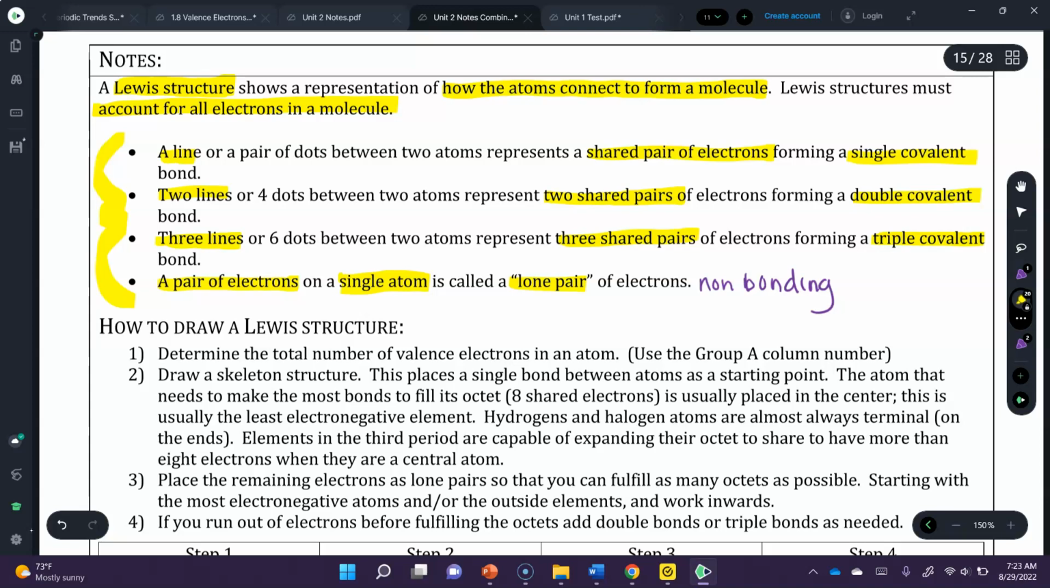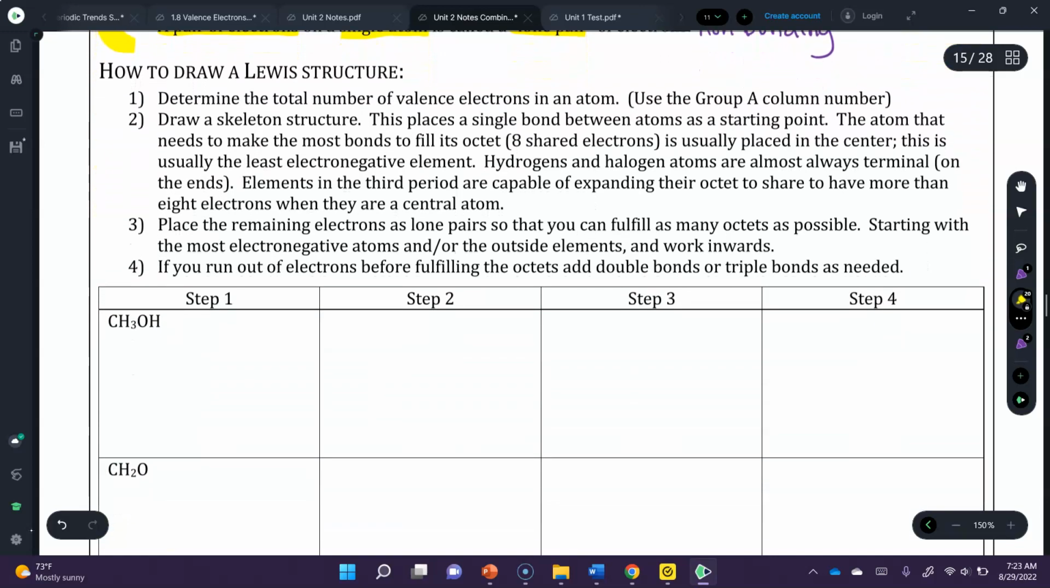Okay, so we're going to review how we draw these. This was technically covered in your first year chem, but we will review it. So the first thing you should do is determine the total number of valence electrons. Then you're going to draw a skeletal structure. The way I break this down is that your first part, step 2A, is to determine the central atom.